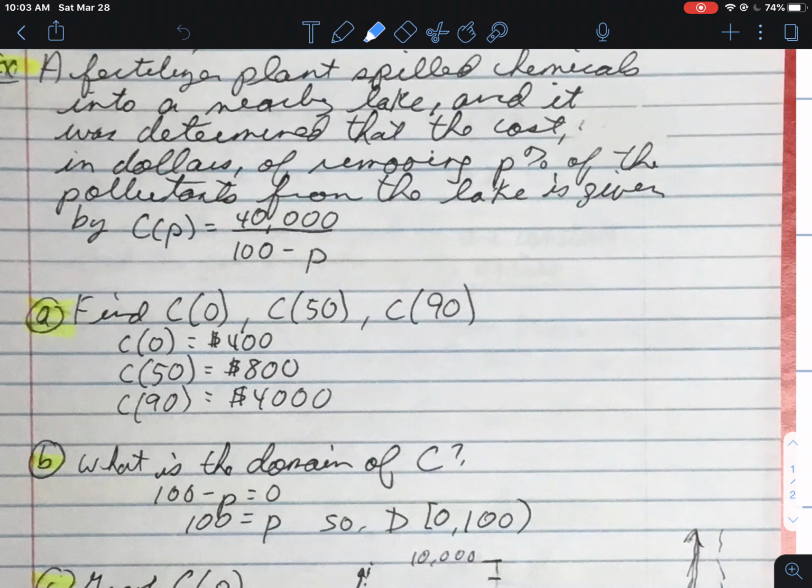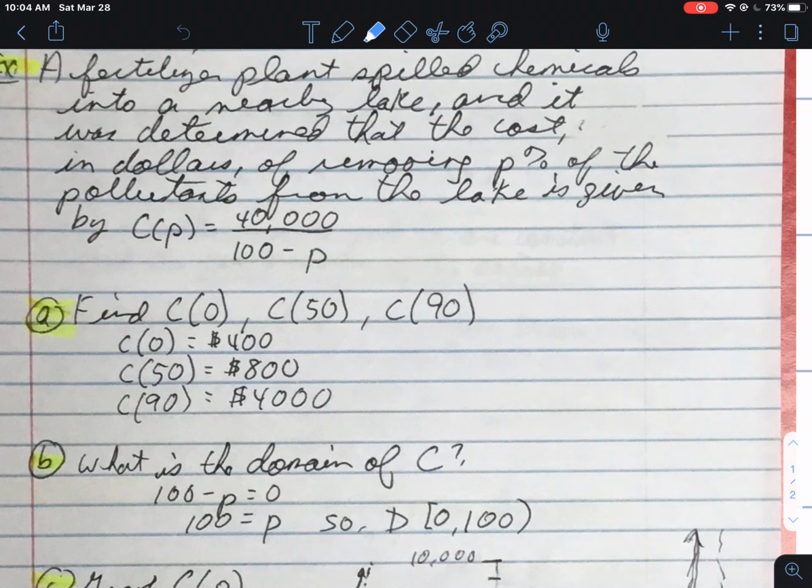But you also have to consider the context of an application, right? So if I was just looking at that function C of P and said, what's the domain? No, the domain is the set of all real numbers except 100, because that's where the function is undefined. But then when we put this in the context of an application, we have to take into account what the variable represents, right? So there's more meaning here. So since P is the percent of the pollutants that can be removed, realistically, how much can you remove, right? You can remove none of it, or you can remove all of it, right? Or anything in between.